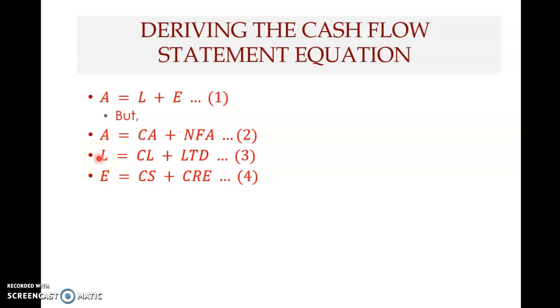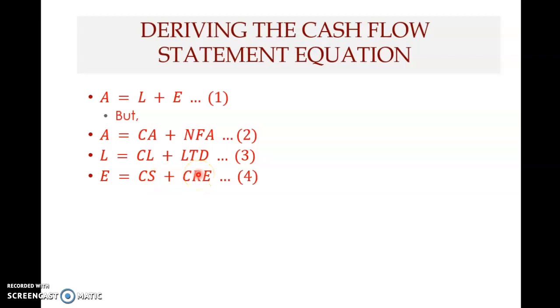Generally, equity can be divided into two components. One is common stock. When we say common stock, this includes common stock and additional paid-in capital, or ordinary shares and share premium. The second component is CRE, or cumulative retained earnings. This is the retained earnings that you see in the balance sheet. So equity is made up of two components.